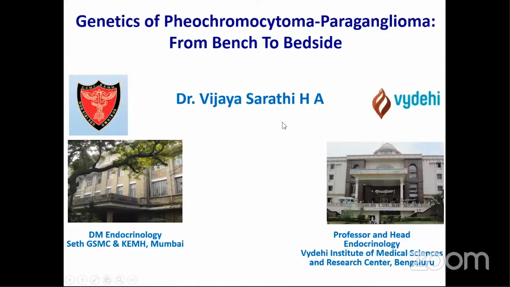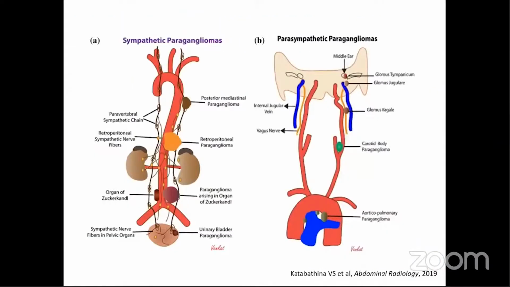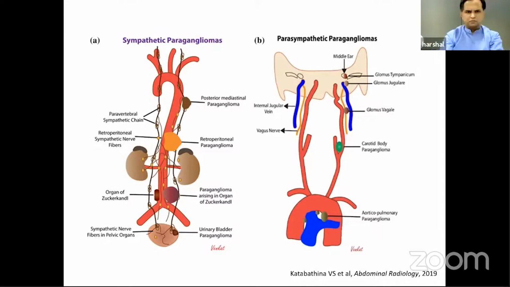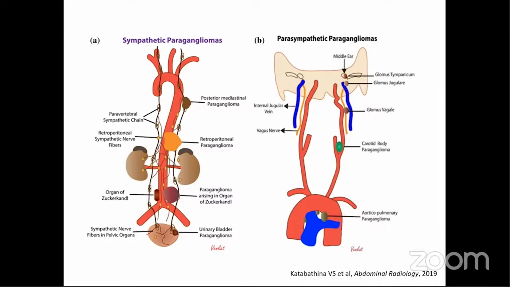So now I'm going to speak on genetics of pheochromocytoma and paraganglioma from bench to bedside. We know the pheochromocytoma arises from the adrenal gland, chromaffin tissue, whereas the paragangliomas, the sympathetic ones, arise from the thoracic and abdominal paraganglia, whereas the parasympathetic ones most commonly arise from the parasympathetic.